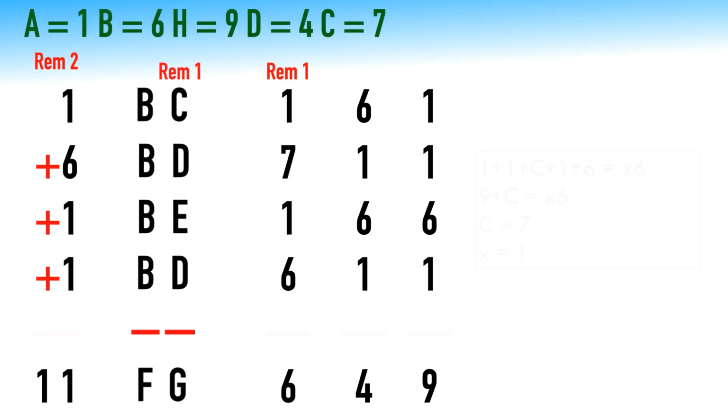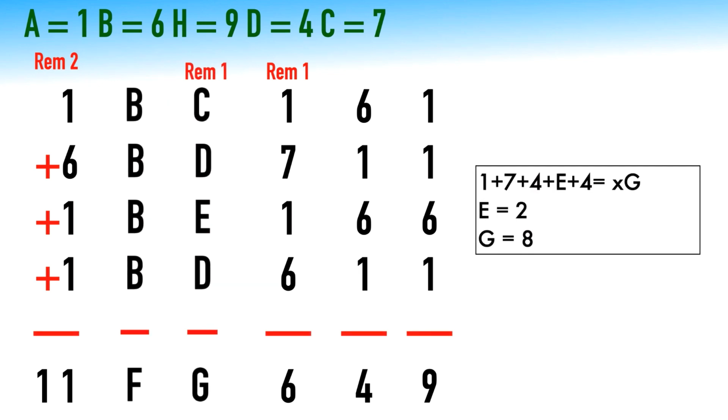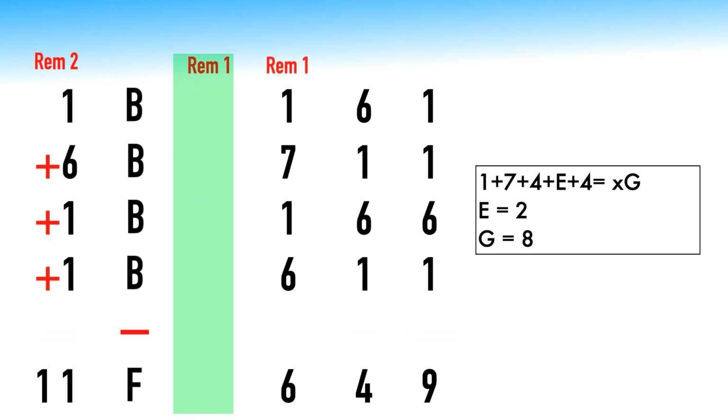Now we have the value of A, we have the value of B and the value of C. Now apply the value of A, B, C for the next column. Now the expression becomes 1 plus 7 plus 4 plus E plus 4 equals XG. There are multiple digits which satisfies for the value of E. Let's consider the least number which satisfies the expression. The least number would be 2. Sum will be 18. Thus value of G is 8 and the remainder will be 1.